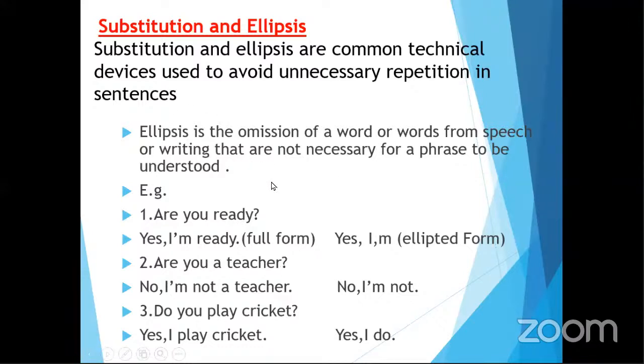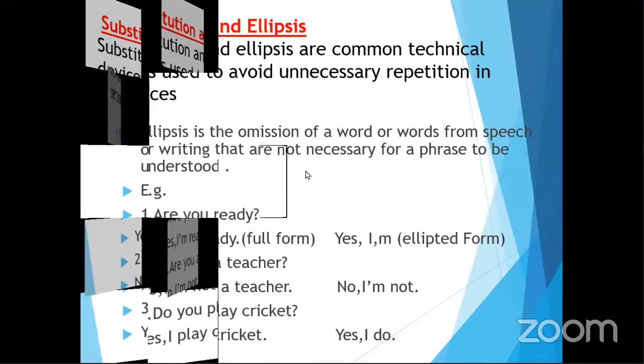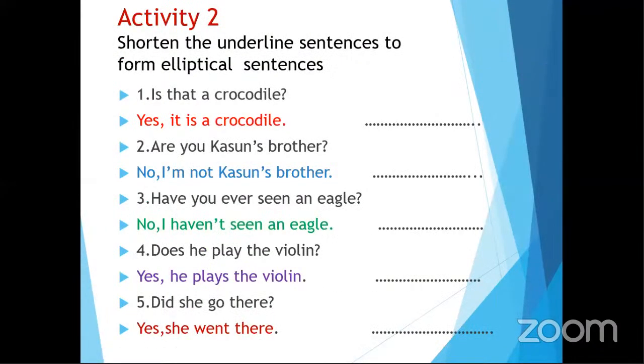Okay, we are moving to a small activity. Shorten the underlined sentences to form elliptical sentences. For example, are you thirsty? Yes, I am thirsty. Then you need to write the elliptical sentence like this: yes, I am. Now I have given you the full form, dear students. You need to write the shortened form, the elliptical form.